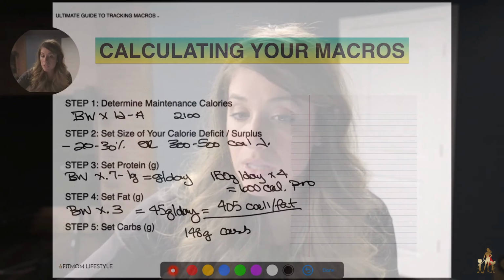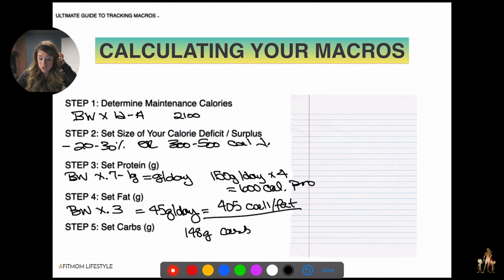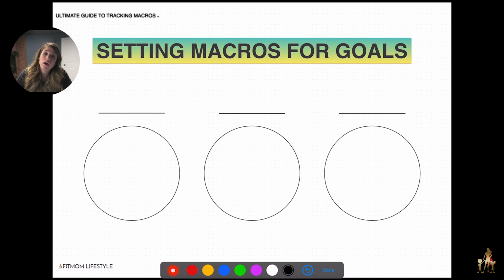So you might be saying, well, Liz, I think that that's way too many carbohydrates. What do I do in that scenario? Maybe you want to be a little bit lower carb. That's totally fine. So I'm going to just walk you through very briefly some splits that you could do.